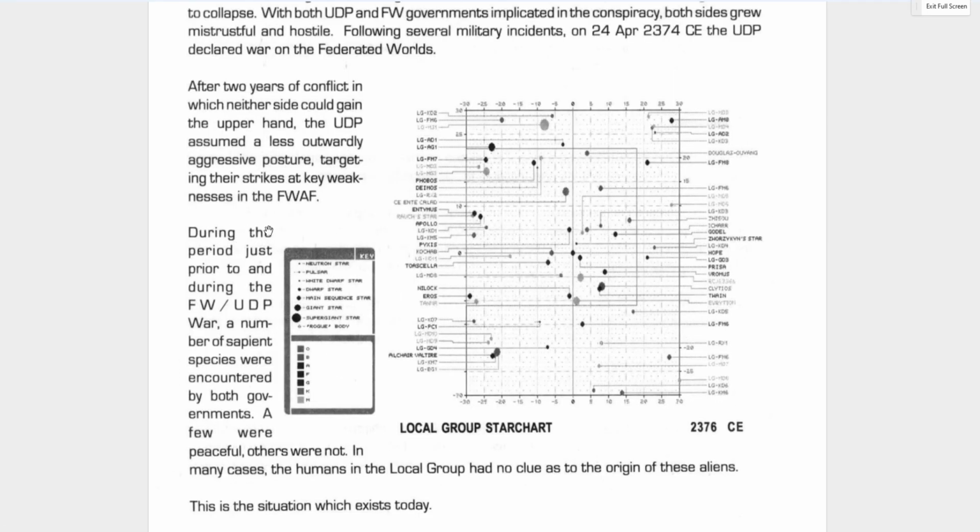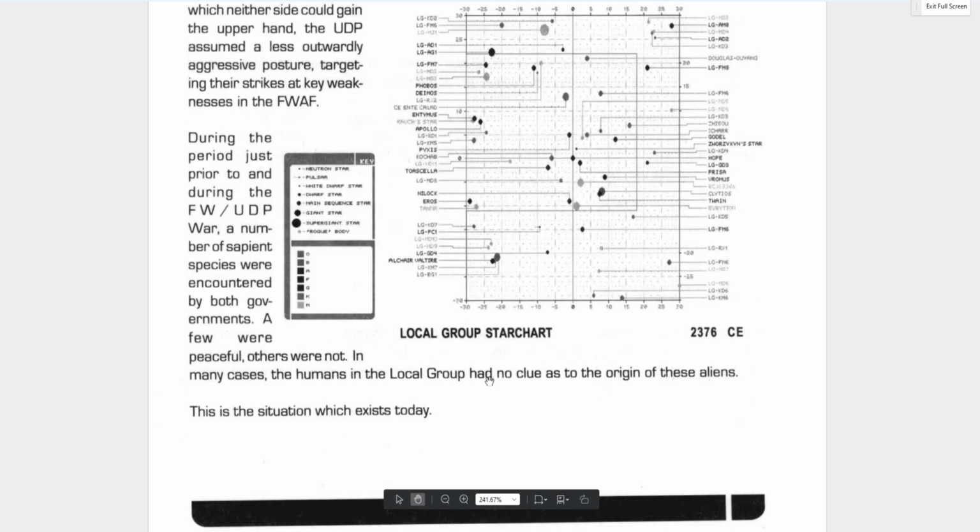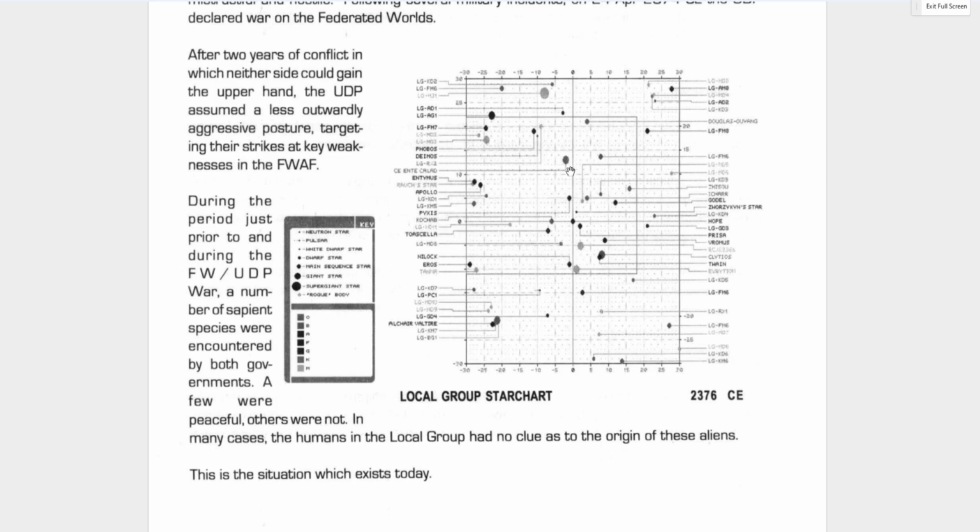During the period just prior to and during the FW-UDP war, a number of sapient species were encountered by both governments. A few were peaceful, others were not. In many cases, the humans in the local group had no clue as to the origin of these aliens. This is the situation which exists today.